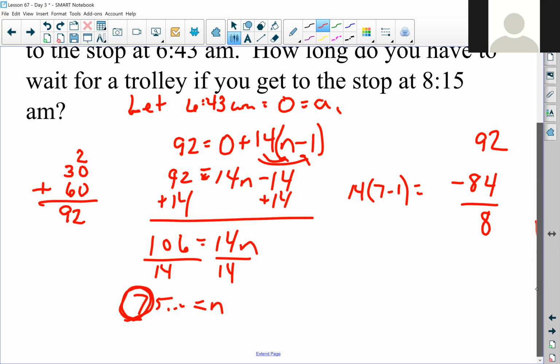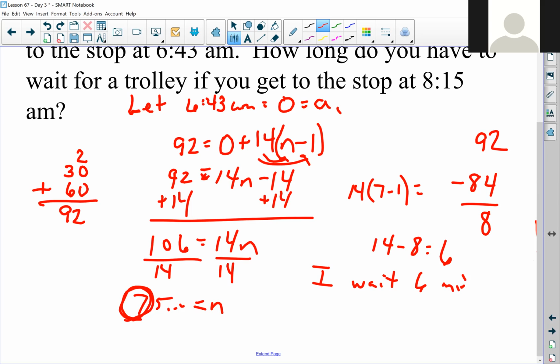So one way to do this would then be take our 14 minutes minus 8. I wait 6 minutes, which to me, that's a bit of work.